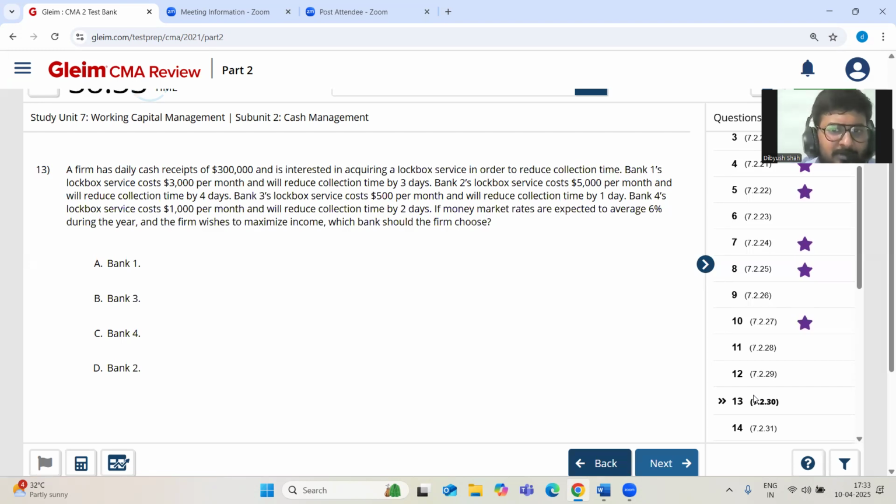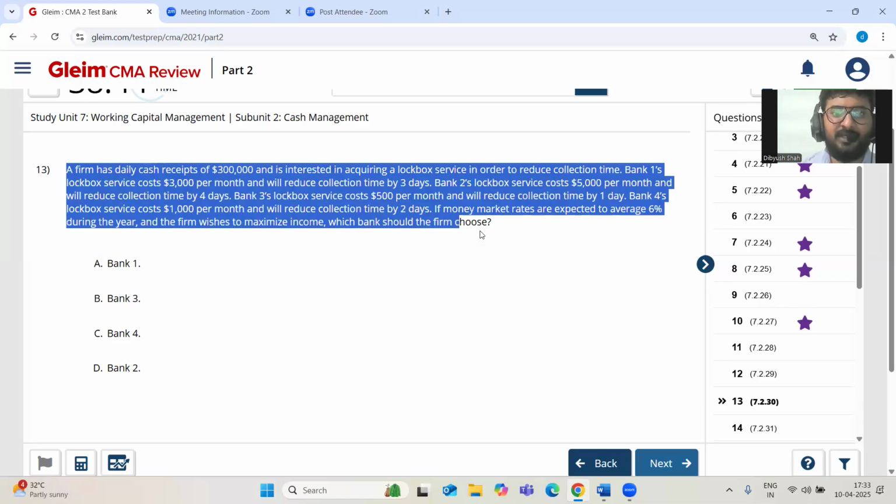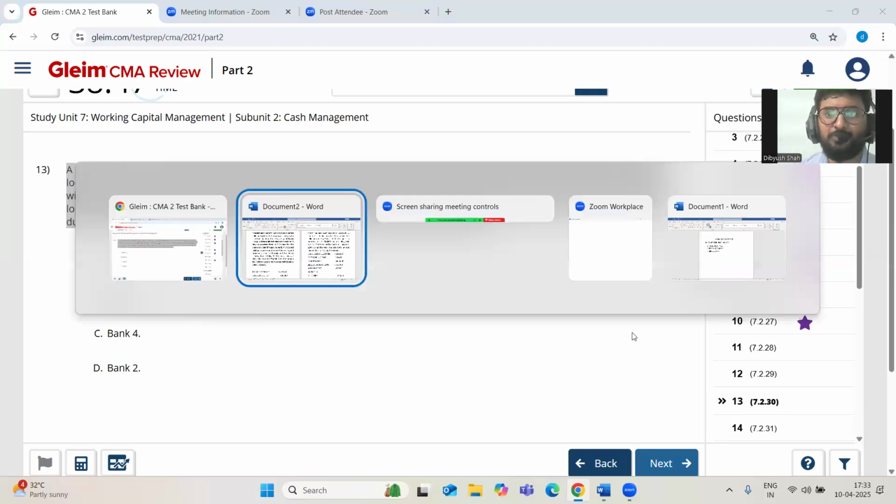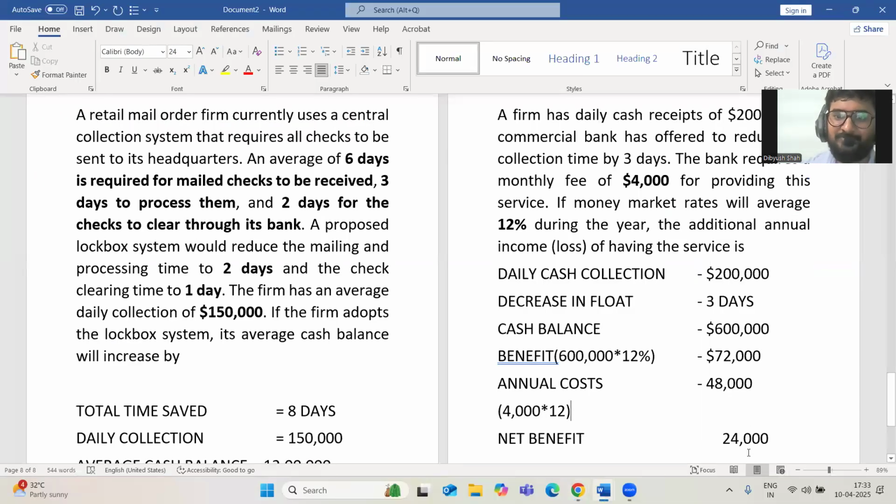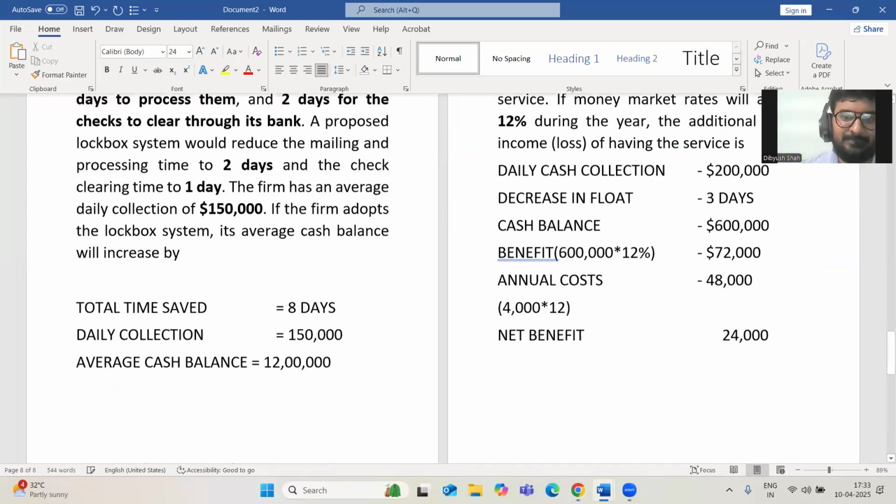Bank 4 lockbox service will cost $1,000 per month and will reduce collection time by 2 days. If money market rates are expected to average 6%, which bank should the firm choose? I will choose the firm where my net benefit is maximum.